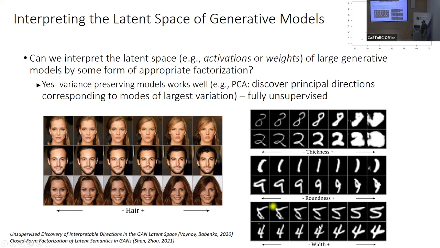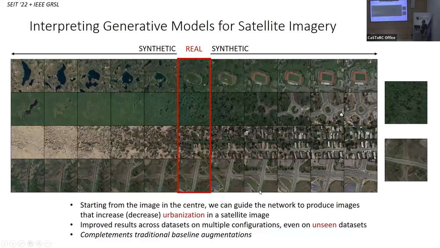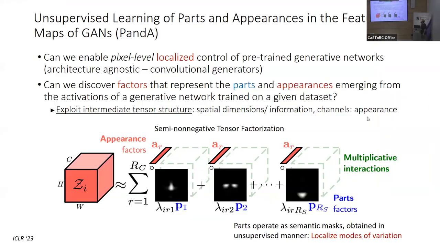We can also do this for numbers on MNIST. In the lab, we did this for satellite images. So we have a GAN trained on satellite images. You can start from a lake and you can go to a football field. You can start from a field and you can go to an urban area. You can start from a desert and go to an urban area. So you can basically have control over the edit process of the image without ever having any labels. So nobody gives you any labels ever.